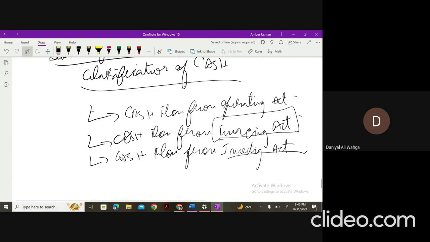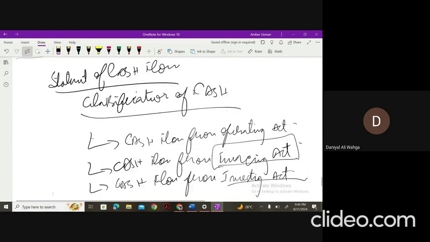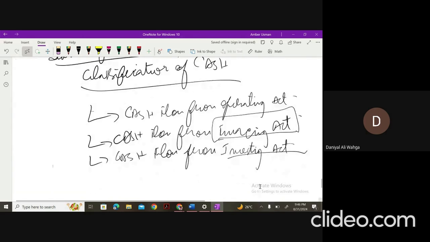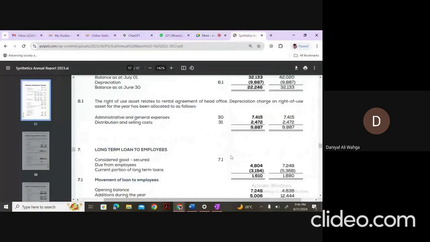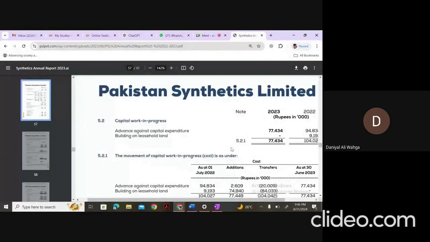One of the most primary benefits of preparing a statement of cash flows is that we get to classify our cash flow into three headings. So we will be able to take decisions and forecast our future cash flows based upon these classifications: operating activities, financing activities, and investing activities. Okay, let's go for a particular example, as far as Pakistan Synthetic Limited is concerned.